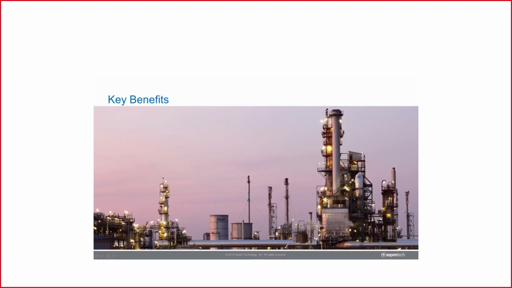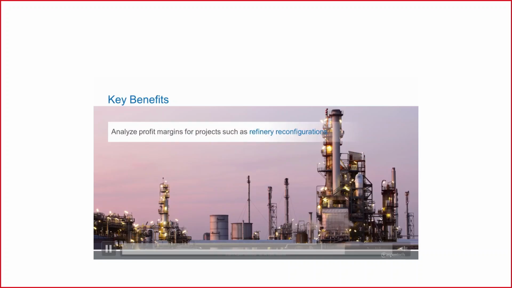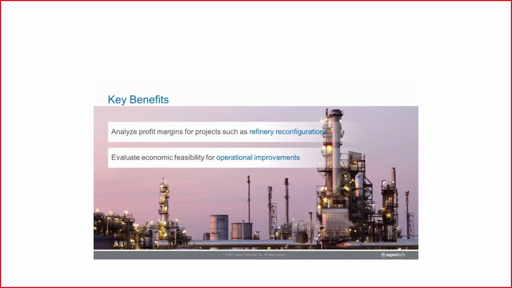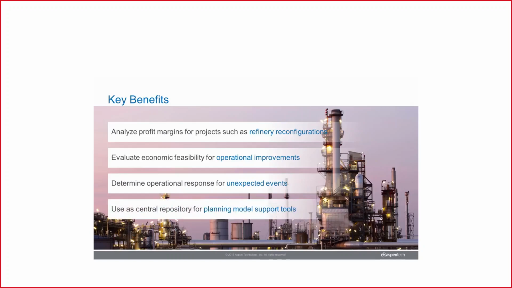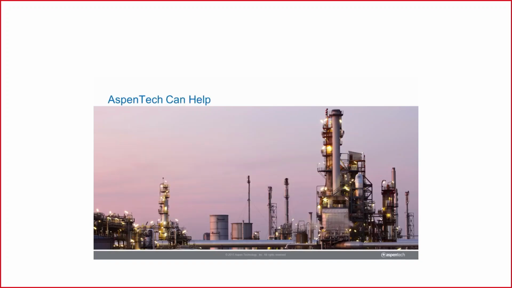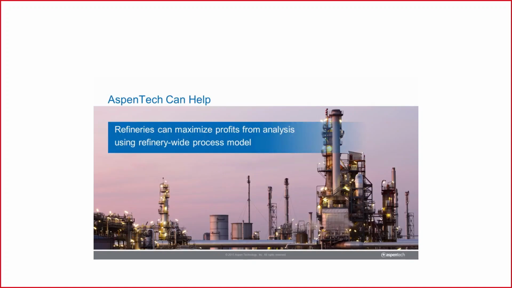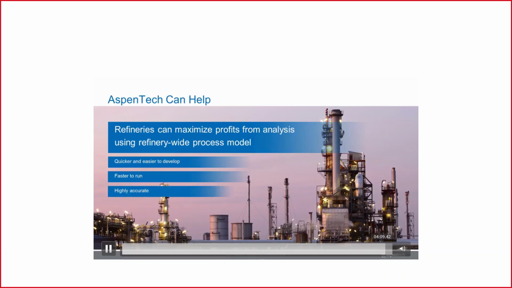The refinery-wide model can be used to analyze profit margins from capital projects such as refinery reconfigurations planned to tailor to the different crude and product mixes, to evaluate the economic feasibility of operational improvements such as a change in the catalyst for the FCC unit, to determine operational responses for unexpected events such as a breakdown of a key feed pump, as a central repository of all Aspen HYSYS-based planning model support tools. Refineries can maximize profits from analysis using a refinery-wide process model in Aspen HYSYS. Aspen technology can deliver a model which is quicker and easier to develop, faster to run, and highly accurate.